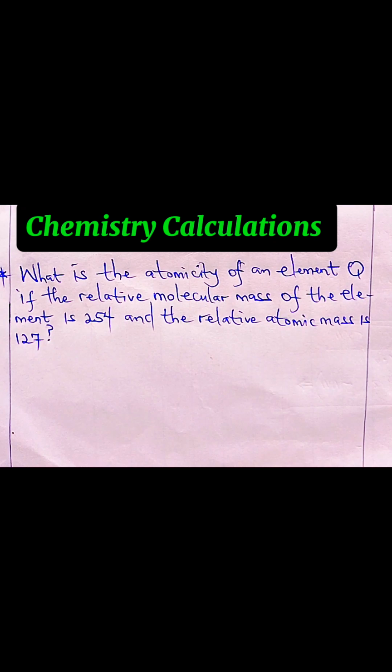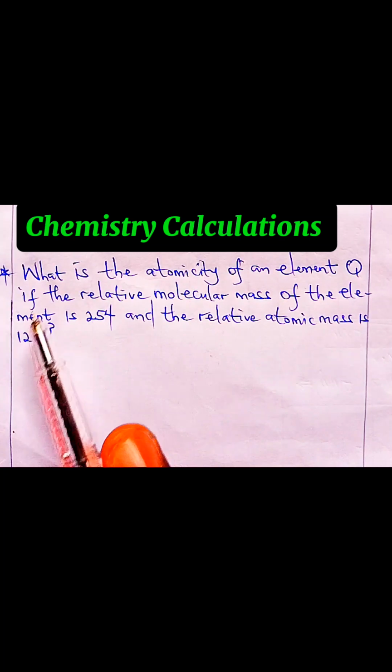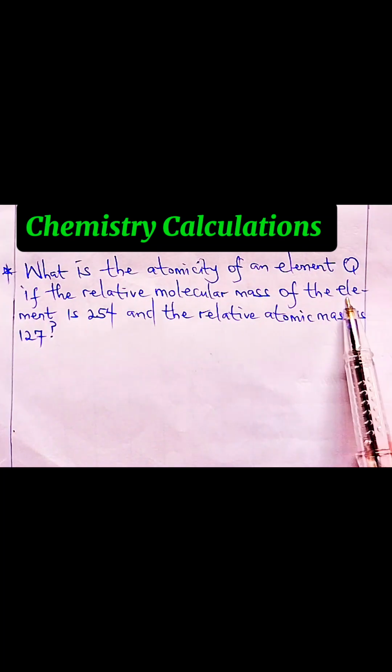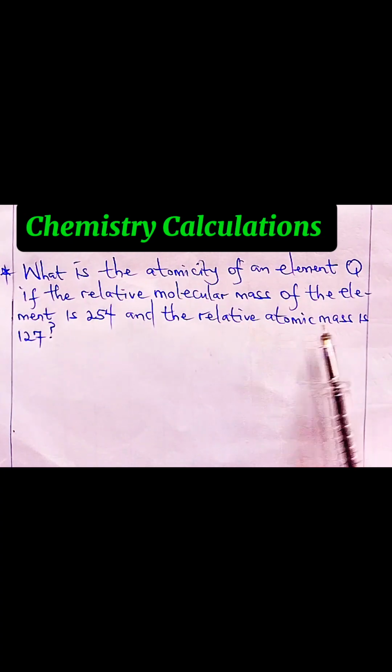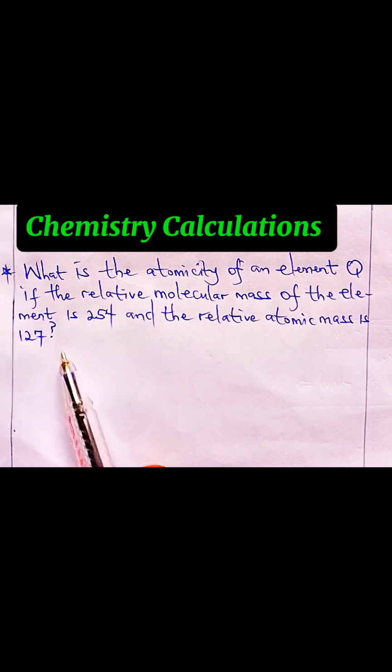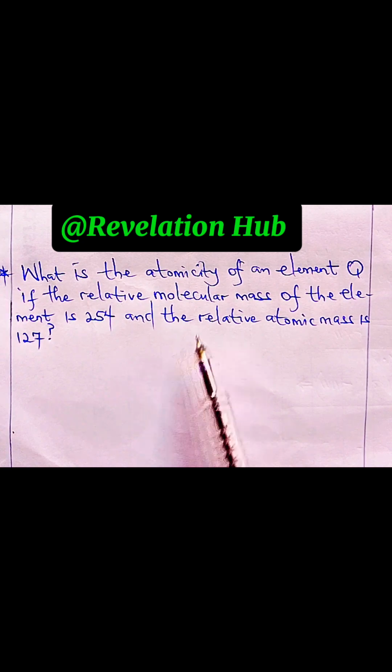Now, here's the second question in the given take home. Now look at this. What is the atomicity of an element Q if the relative molecular mass of the element is 254 and the relative atomic mass is 127? Now this is very simple. This is a very straightforward question. How do we solve this?